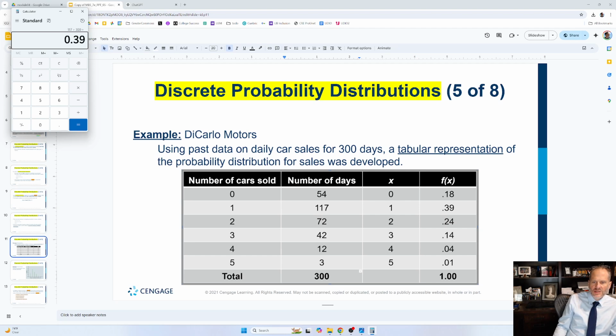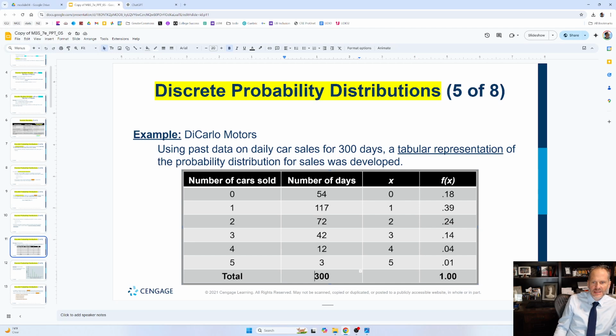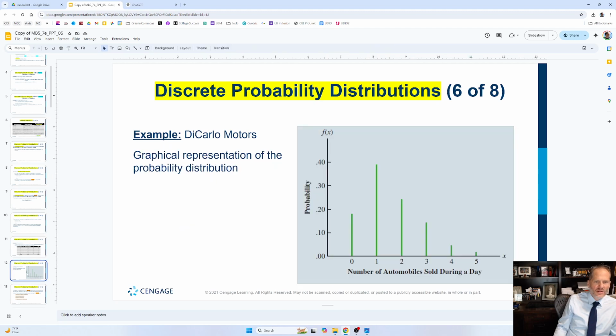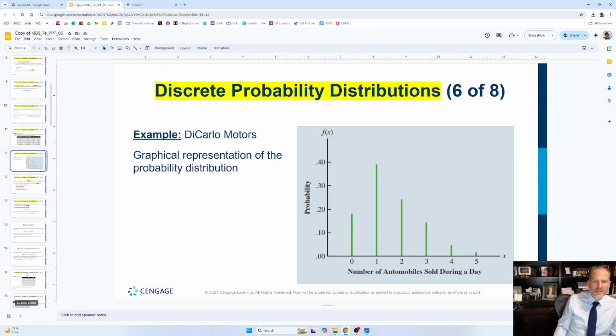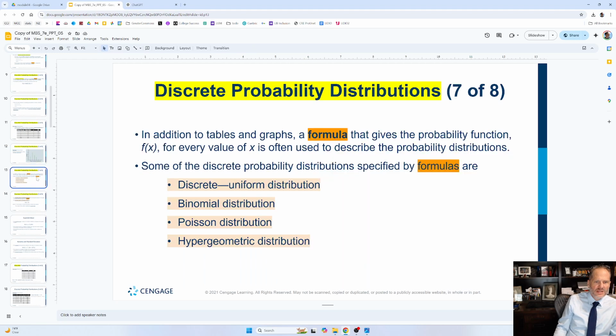Or I could do 72 divided by 300, so I'm going to clear this. I don't know which one I push. I really don't know the difference between that. That's totally funny. And I could do 72 divided by 300, and I get 0.24, right? So this is how I'm calculating the probability of those numbers there. So then we could do a little graphical representation. So there's the graphical representation.